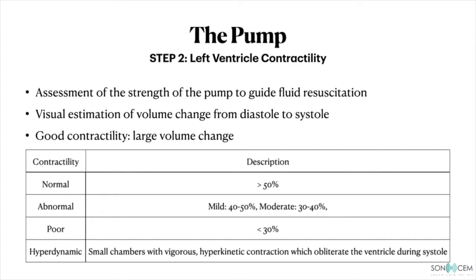If you see the LV area or volume reduced by 50% from diastole to systole, that deems as normal contractility. If the change is less than 30%, it can be labeled as poor. The numbers or percentage between 30 to 50% are denoted as abnormal. If you see the chamber size very small with a vigorous and hyperkinetic contraction which obliterates the ventricle during systole, we call that hyperdynamic, and this is a pattern of hypovolemia.